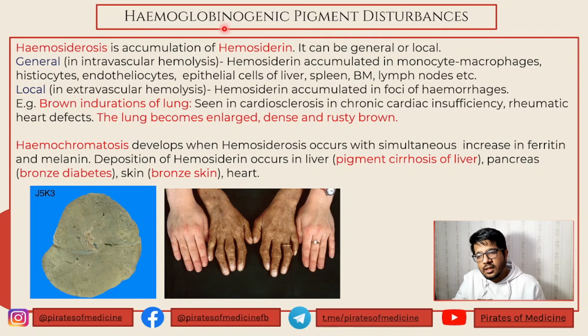If it is general, it occurs because of intravascular hemolysis. Intravascular hemolysis leads to accumulation of hemosiderin in cells like monocytes, macrophages, histiocytes, and endothelial and epithelial cells of the liver, if the intravascular hemolysis is occurring in that organ. If the hemolysis occurs extravascularly, then the hemosiderin is accumulated in the foci where the hemorrhage has occurred.